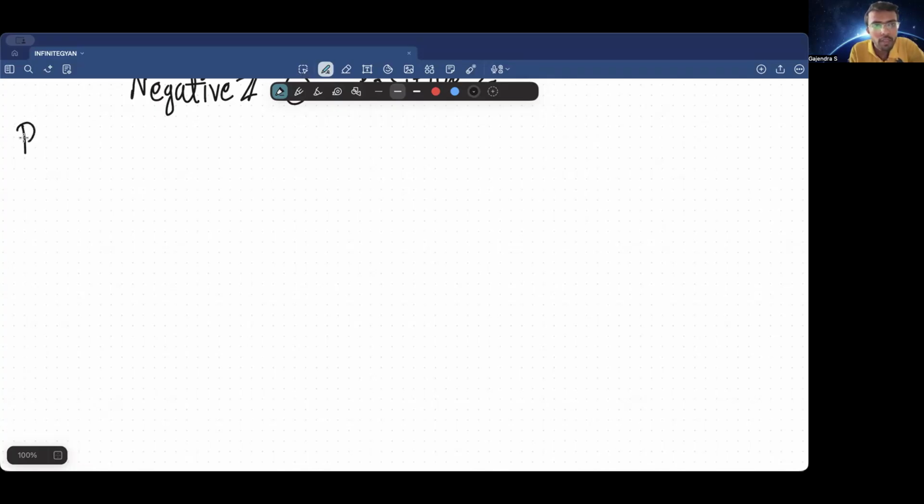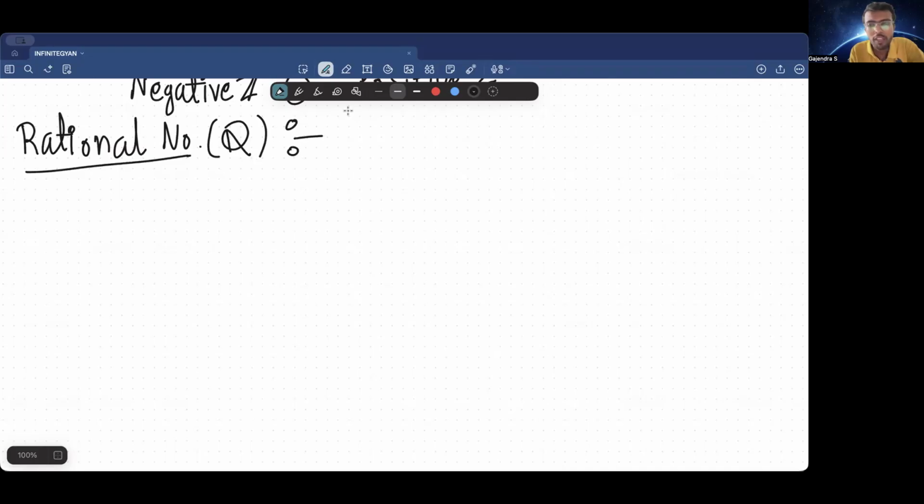So what are rational numbers, would anyone like to tell? Rational numbers, yes, exactly. These are the numbers represented by q. And that's your homework: why do we represent rational numbers by q? I have told you why we represent integers by z, because in the German language Zahlen means integers, so the letter z is used.